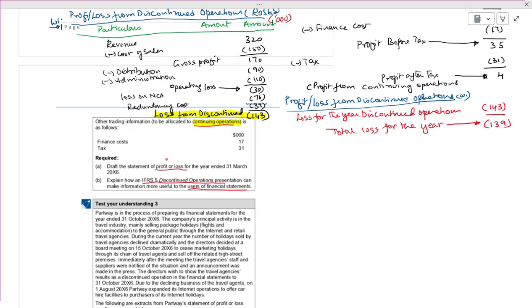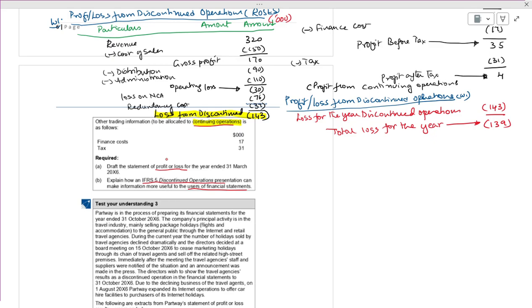The approach of ACCA is that they want us to know the rules. They want to know whether you have a good understanding of the rules or not. That is the only thing ACCA will focus on, and we have to be very, very specific on this.